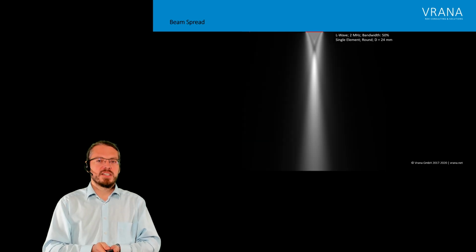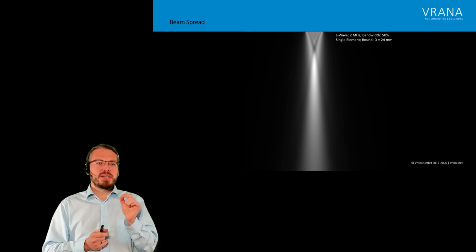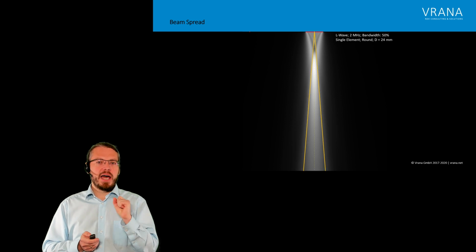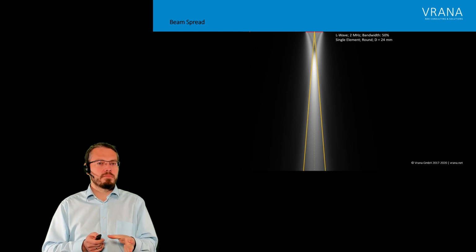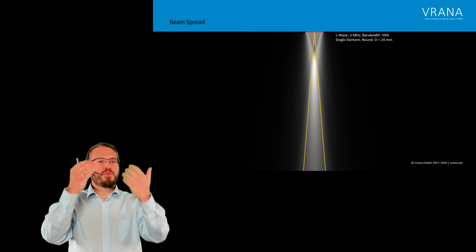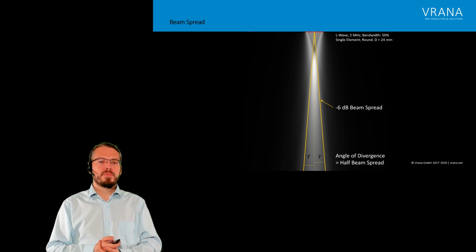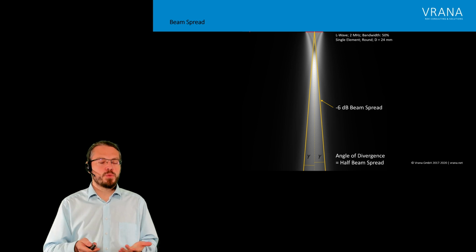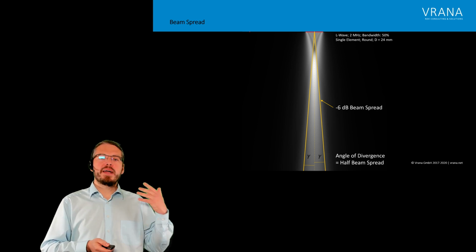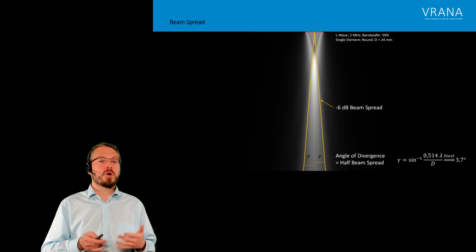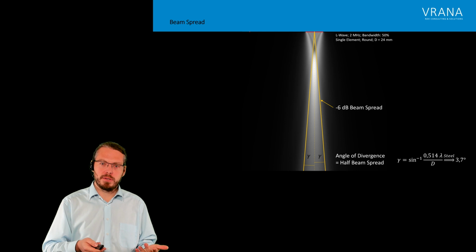So, now let's get back a little bit to our beam spread. This is the reality we are facing. And this is about our sound field, which is getting wider the further we get into our material. This is our minus 60 dB beam spread. We have our angle of divergence, which is our half beam spread, and we can calculate that. In this case, for this kind of probe, we are coming up to about 3.7 degrees for our 60 dB angle of divergence.